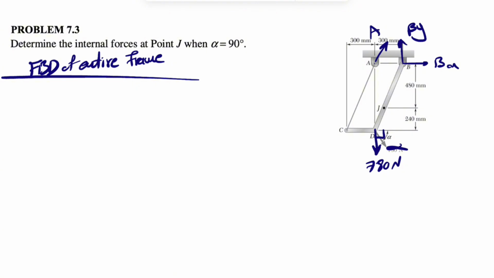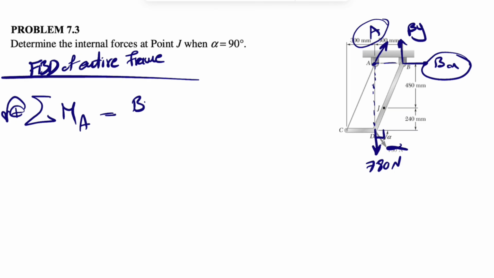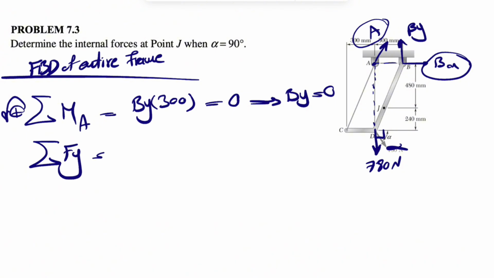And we are in equilibrium. We can do sum of all forces equals 0, and same for the moment. For finding the moment about point A, we basically can cancel out the moment of A. We can cancel out the moment of Bx, and also 780 is going to pass through A. We're left with the moment of By times 300 equal to 0, which means our By is 0. So we found the first unknown. Now we can do sum of all forces in y direction. Let's consider this our positive y.